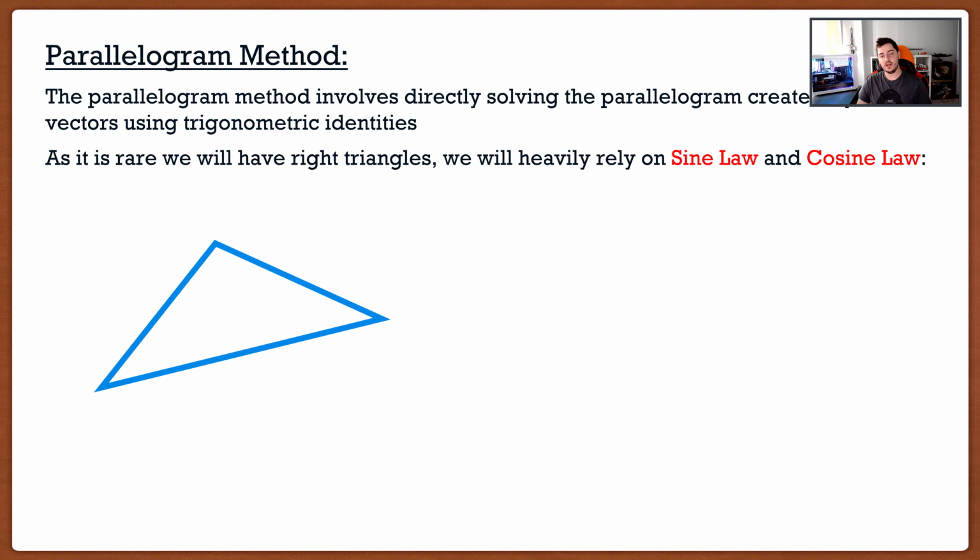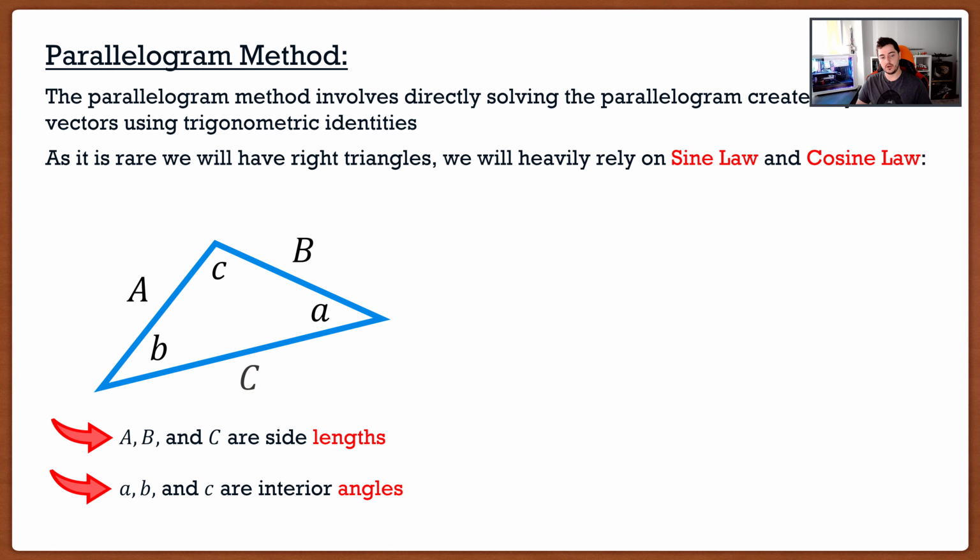So if I were to have a triangle, again, notice that this is not a right triangle. Again, very rarely will you guys see a right triangle using the parallelogram method. And if we have this triangle, we can define each side length. So again, these are the lengths of the sides as capital A, B, and C. And inside of that triangle, we have three angles. So we have lowercase a, b, and c, and we call these interior angles. Now note that I put the interior angle small a opposite from side length A. So that's kind of a little fun fact to help you remember where these angles are.